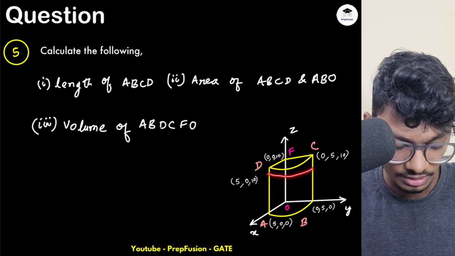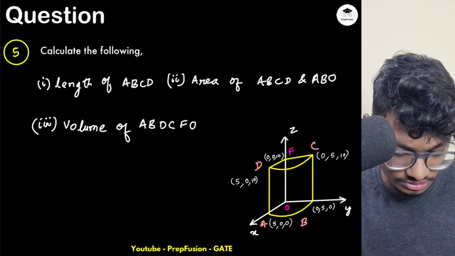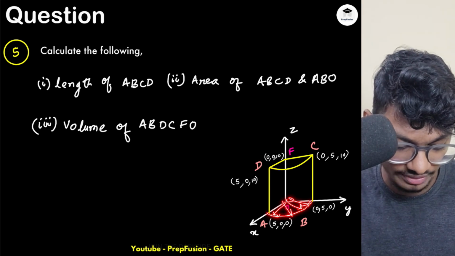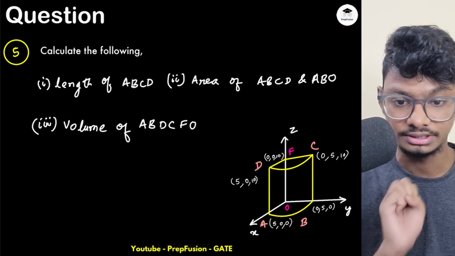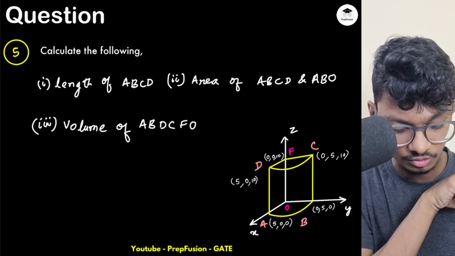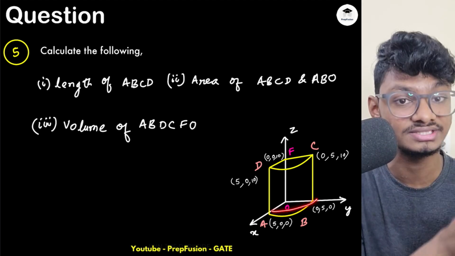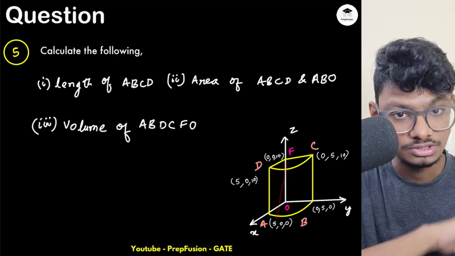From here to here what is changing? Phi is changing. Rho is constant, because rho is always constant. Rho is always 5. So d rho is 0. I have to take the other two components. Remember, rho is constant. Phi is changing from 0 to 90, and z is changing from 0 to 10.